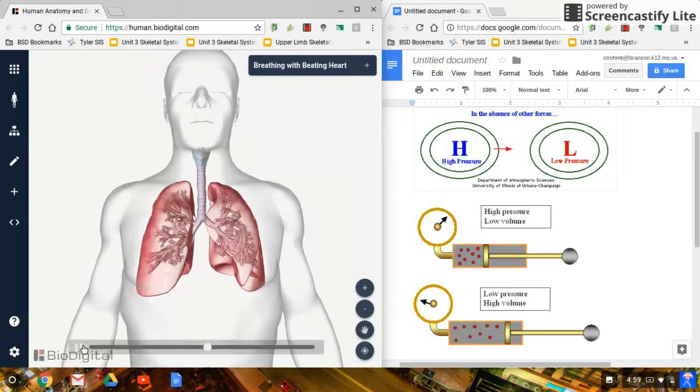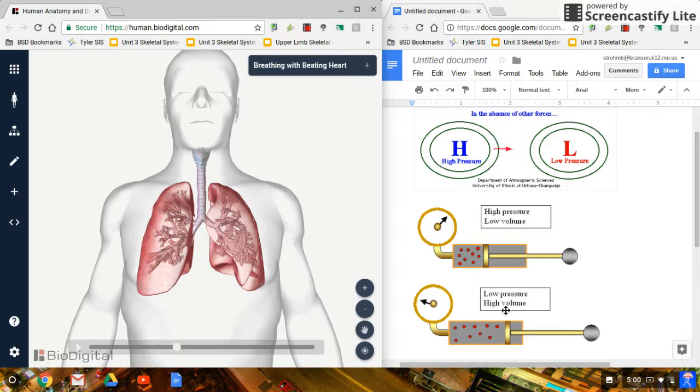What we would see is the diaphragm would contract and it would be pulling down, and that's going to increase the volume of your lungs. So let's see if I can get this to play. Okay, there you see the lungs expanding. The diaphragm would be pulling down and flattening and helping to expand the lungs. What that means is we'd be increasing the volume of the lungs.